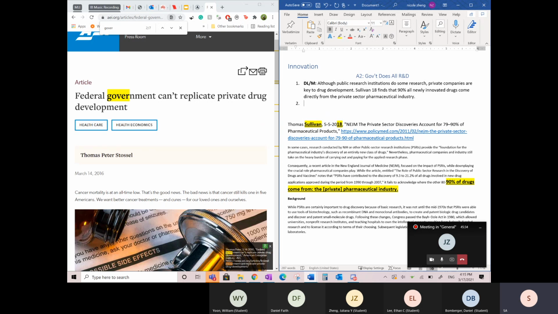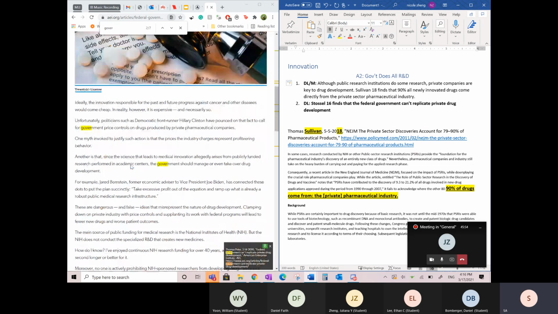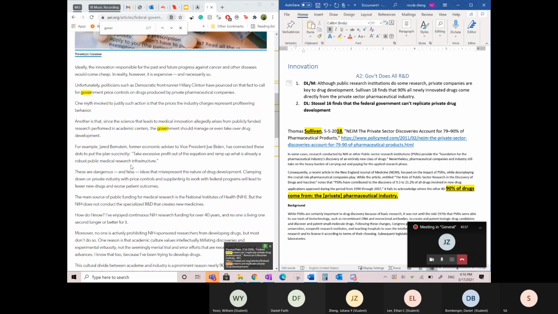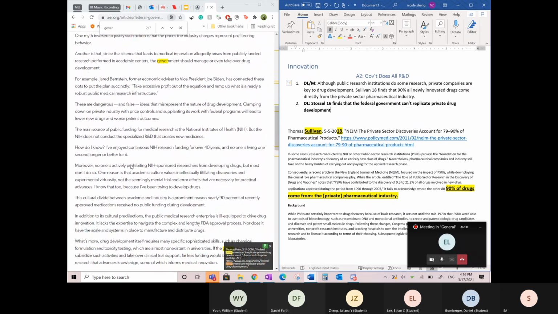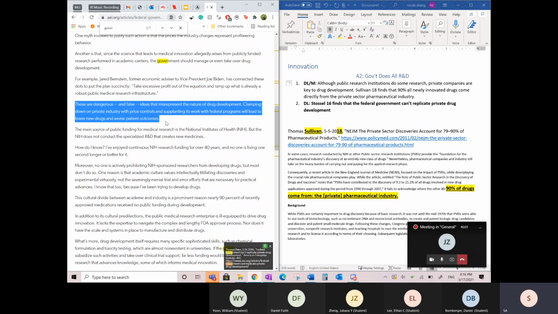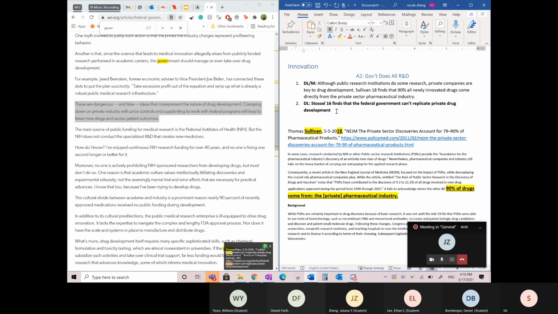Okay. So this is like a D-link, right? They're trying to say the government just does all of it and they can take care of it. But Stossel 16 finds that federal government can't match private drug development. And if we read, fewer drugs and worse patient outcomes, and will lead to less innovation. Worse innovation.